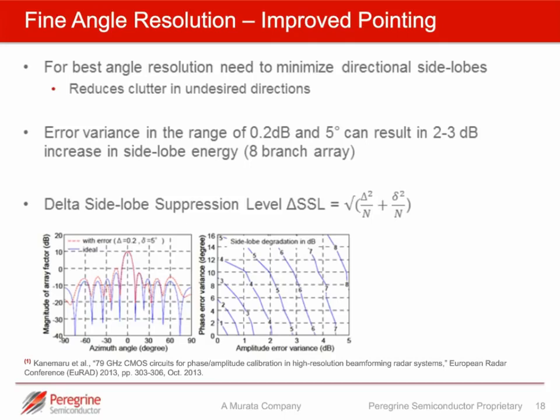And what this is telling us is that in this example, where we have a small amplitude error variance in the range of 0.2 dB and a phase error variance in the range of 5 degrees, we get a 2 to 3 dB increase in side lobe energy. So if we can improve the RMS amplitude and phase errors of our beamformer, then we will get improved pointing accuracy.